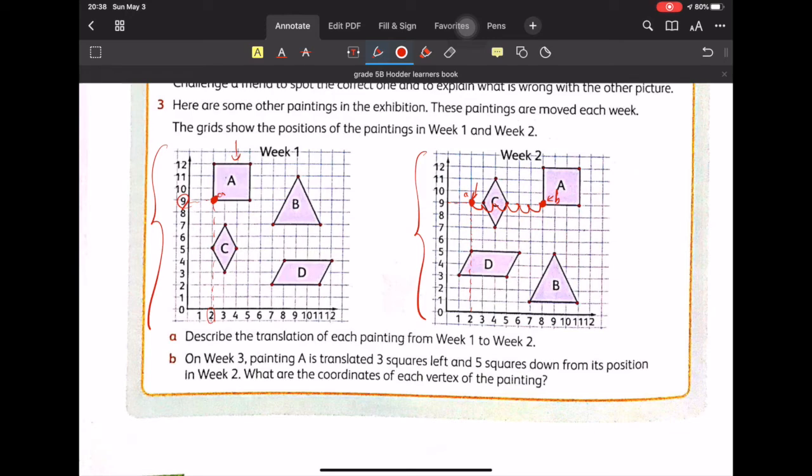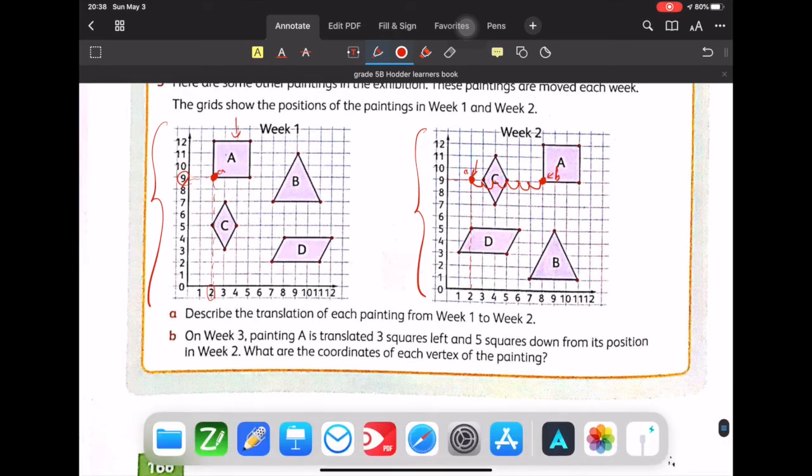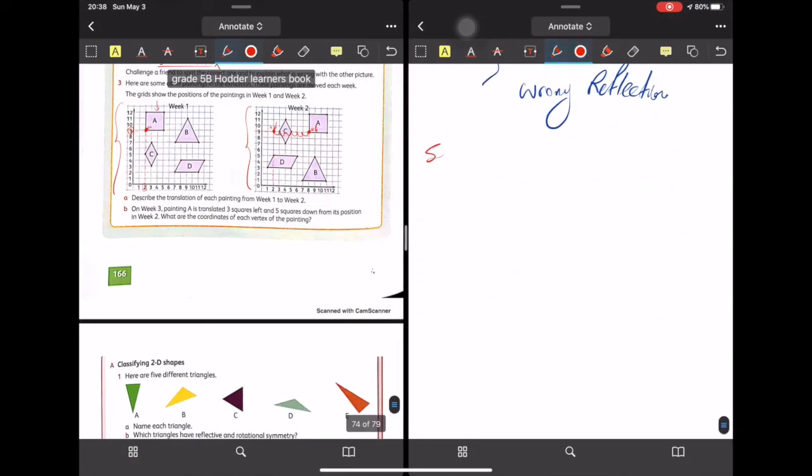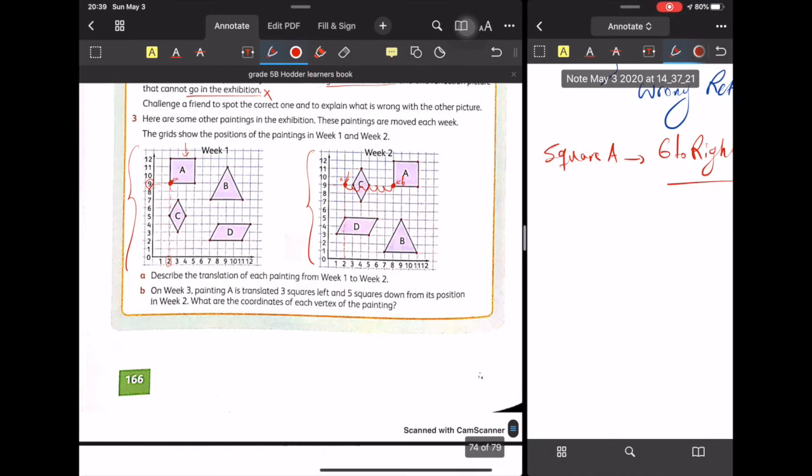So actually, square A moved. How many steps was it? 1, 2, 3, 4, 5, 6. 6 to the right. And this is the direction for square A. Now, I need you to find the translations for the triangle, the rhombus, and the parallelogram, for B and C and D, please.